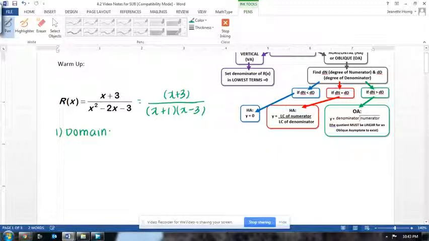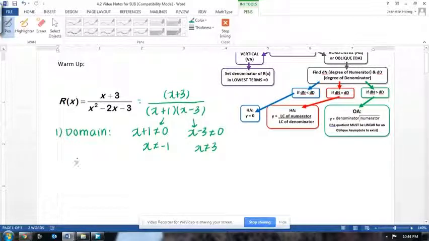So my domain, as we talked about from before, you can't divide by 0. When we have this going on in my denominator, there's two restrictions on my domain. Either x plus 1 can't equal 0, or x minus 3 can't equal 0. So that means x can't equal -1 and x cannot equal 3.